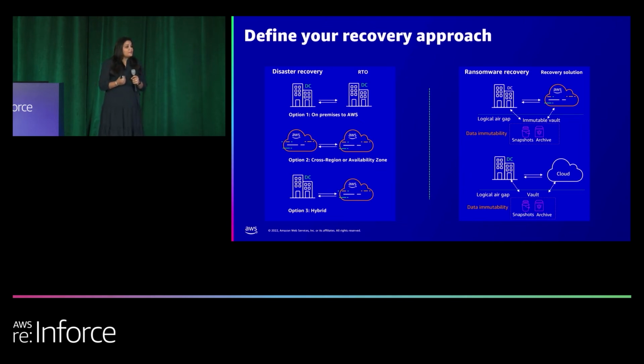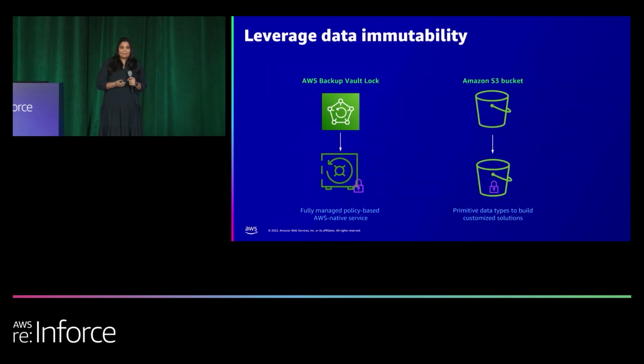So a big thing that comes into play here is a data immutability strategy. With features such as AWS Backup Vault Lock, Amazon S3 buckets, and S3 Object Lock, many of our customers will be familiar with these things as they employ a write once, read many, or a WORM strategy to make sure that their data is protected immutably, as well as applying those extra delete protection policies to their backups and their S3 buckets.